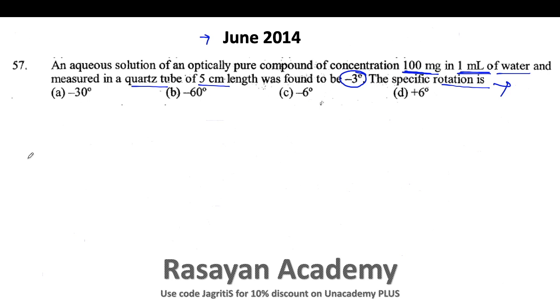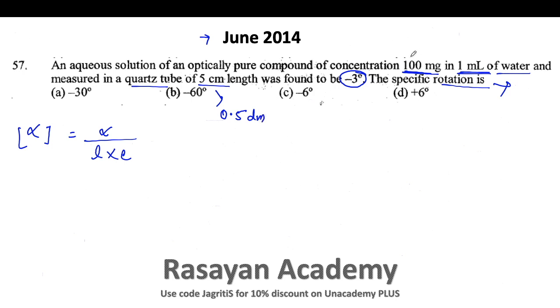Yes, the most basic formula over here is that your specific rotation has to be found out. This is alpha divided by L into C. So what is the L value? It is 5 centimeter, which means it is 0.5 decimeter, isn't it? You have to convert to decimeter. Don't forget that. All right.